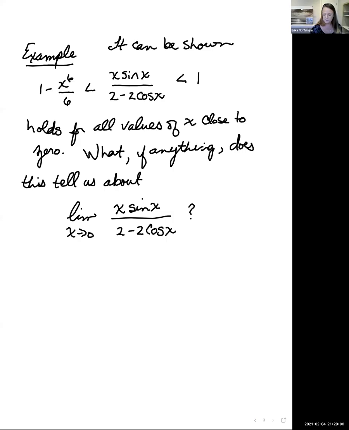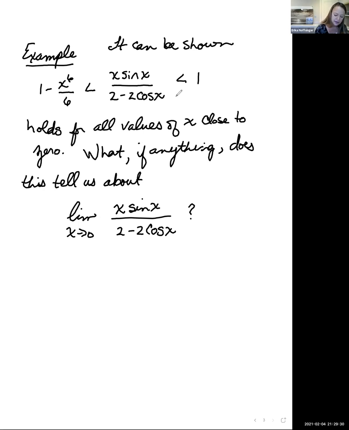Okay, so let's look at the following example. It says it can be shown that the function 1 minus x to the 6 over 6 is less than x sine x all over the quantity 2 minus 2 cosine x, which is less than 1. This holds for all values of x close to 0, and it wants to know what, if anything, this tells us about the limit as x approaches 0 of this middle function that we looked at.